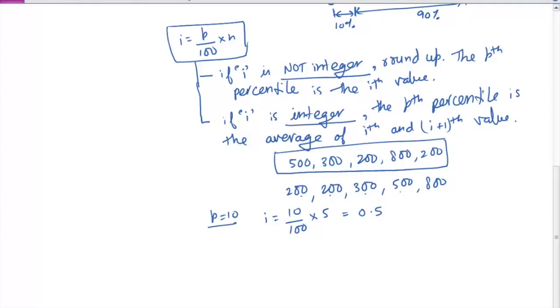So the first rule says if i is not an integer. Obviously 0.5 is not an integer, so we round up, and this becomes 1. It says round up, and the pth percentile is the ith value. So the 10th percentile is the ith value. Since i is 1, that means the first value, and the first value in the arranged data set is 200. So you can say the 10th percentile equals 200 minutes.